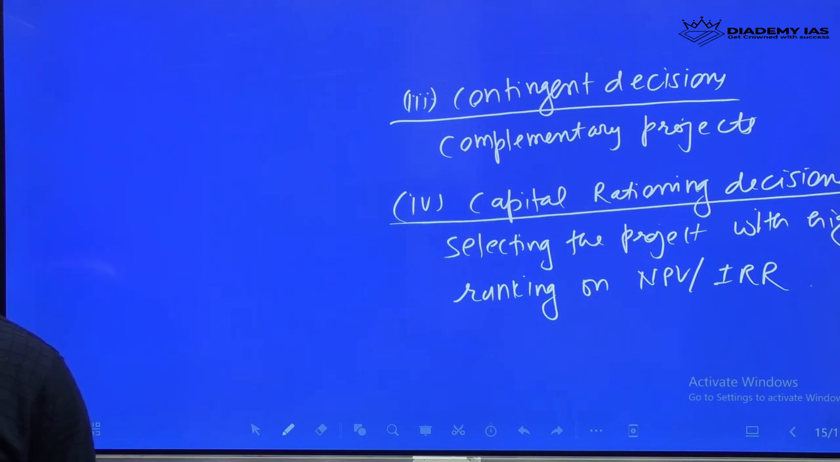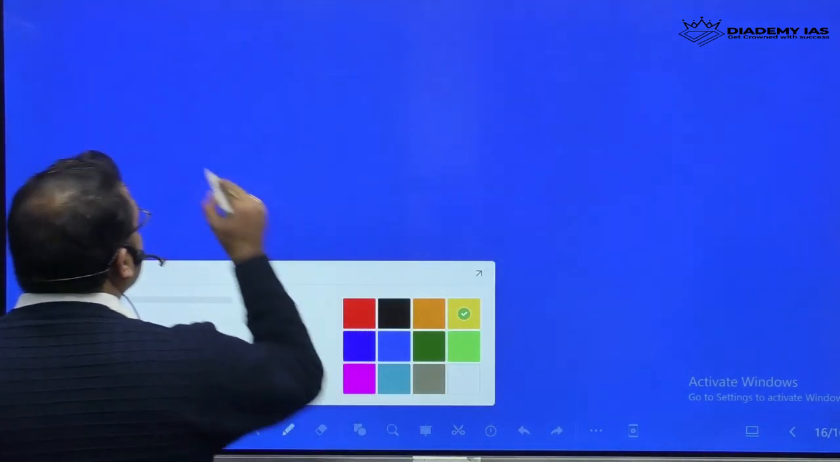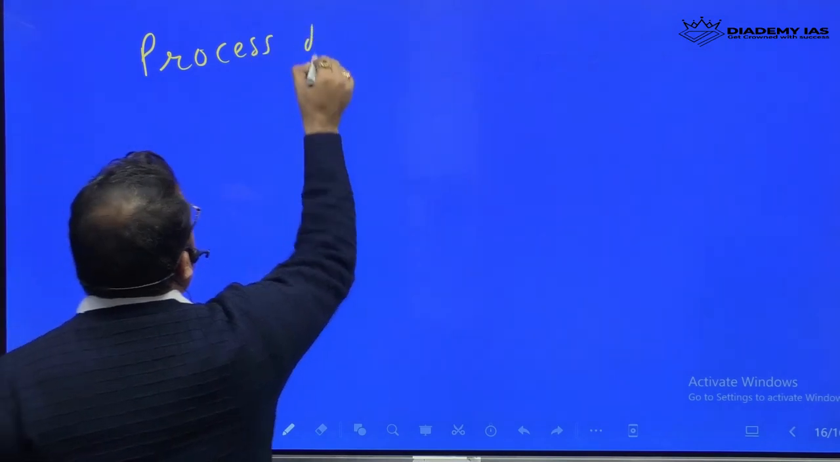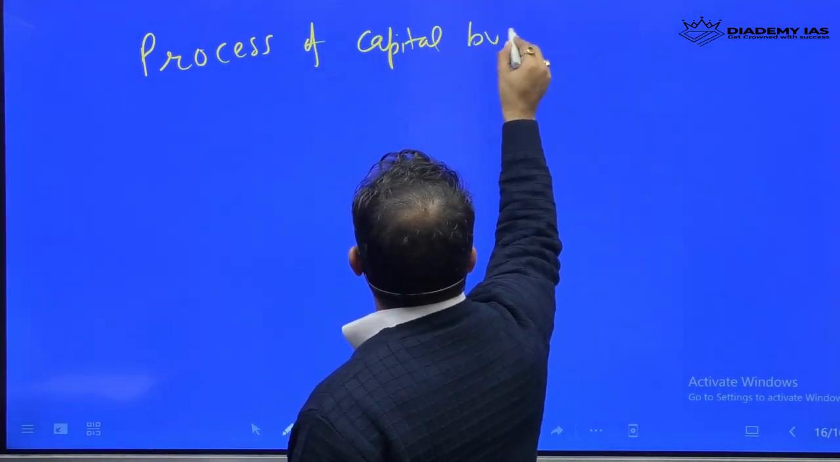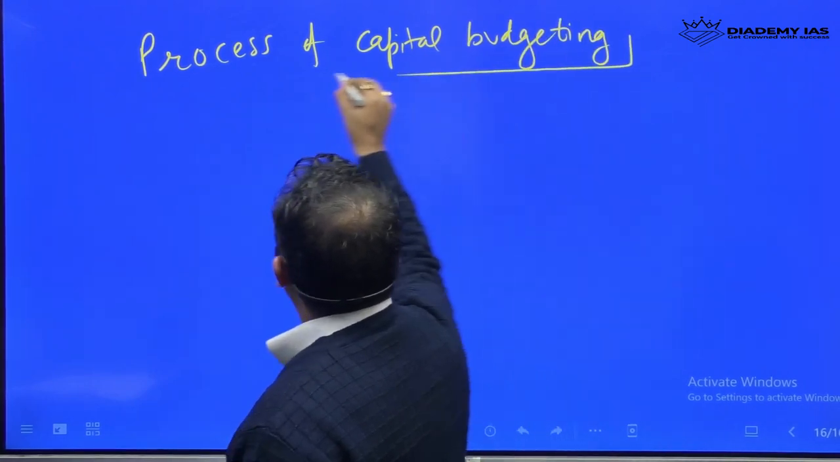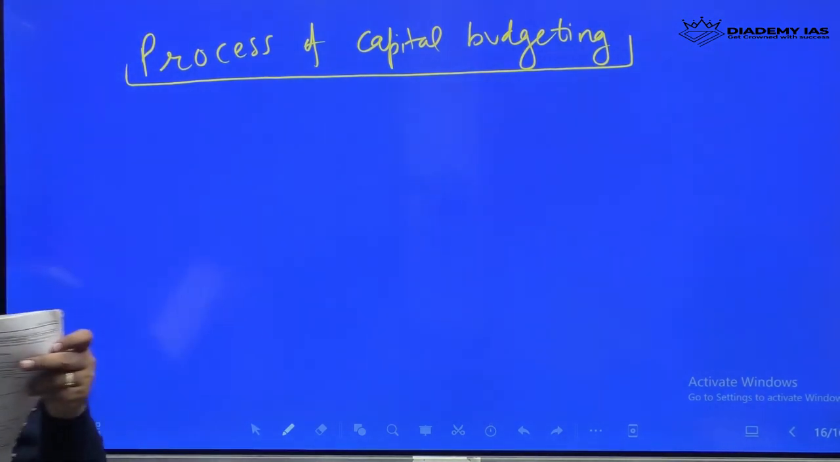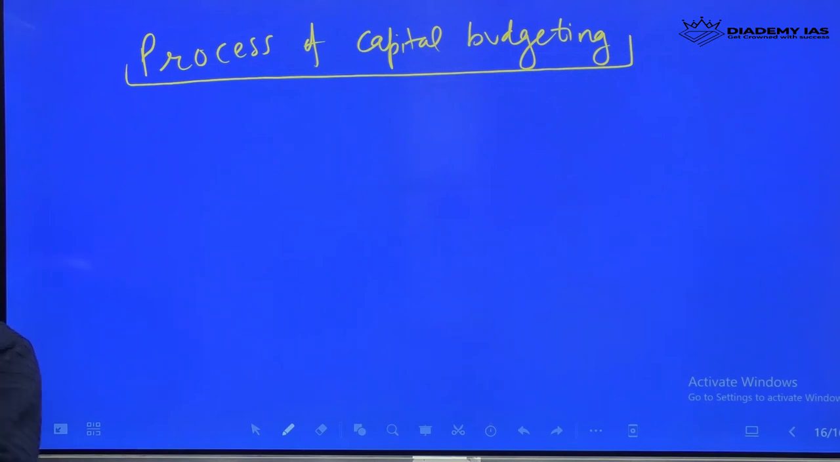Okay, now comes the next part. That is a very important part, the process of capital budgeting. And also, before this, please write somewhere, in page number 94 only at the top, where there is the importance of capital budgeting, you write 3 points: the problems and difficulties with respect to capital budgeting decisions.